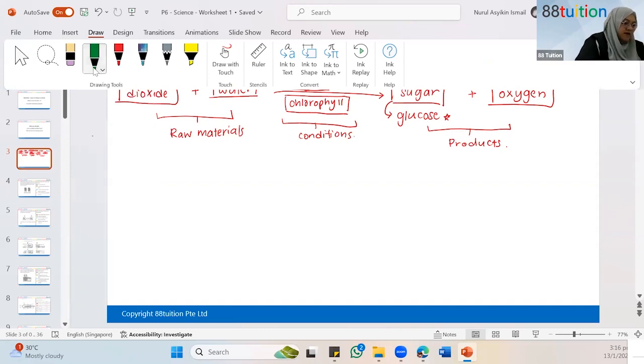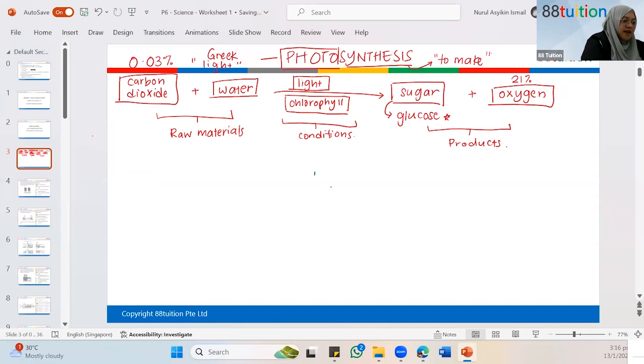Let's use green for plants. Plants, this one, P4 chapter. If you recall the parts of a plant, can you all just quickly, one person, name me all the parts of a plant? Give me the names, then I draw my plant.